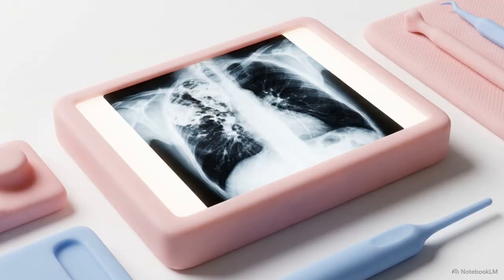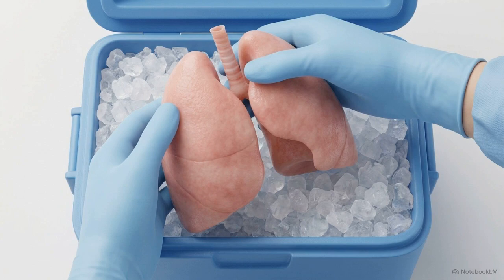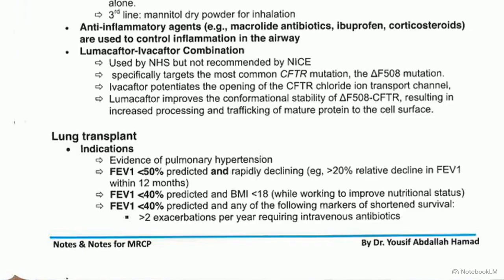Despite aggressive management, pulmonary function eventually declines. When respiratory failure becomes irreversible, a lung transplant is the final palliative surgical option. These surgical guidelines specify the strict functional thresholds for consideration, an FEV1 falling below 50% predicted with a rapid decline, or an FEV1 below 40% combined with severe malnutrition, indicated by a BMI under 18.